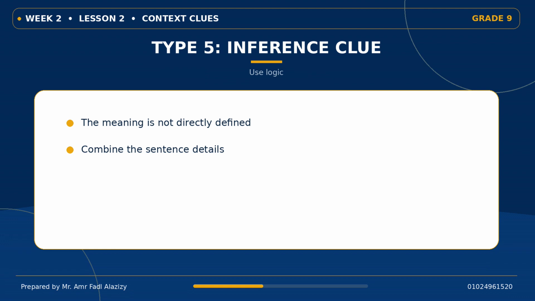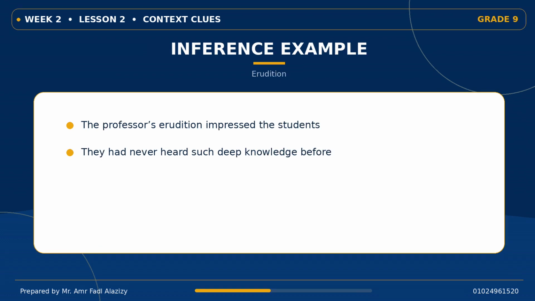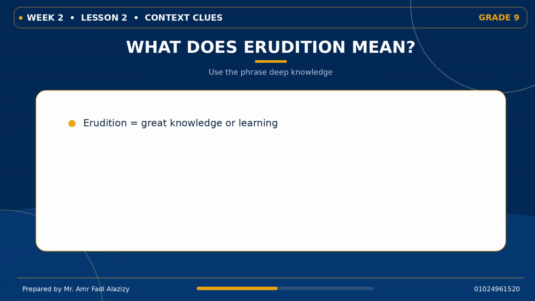The fifth type is the inference clue. The meaning is not directly defined. You must use logic and information from the sentence. For example, the professor's erudition impressed the students who had never heard such deep knowledge before. The phrase deep knowledge helps us infer that erudition means great knowledge or learning.